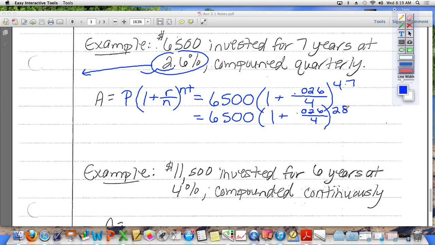When you type it into your calculator, you type in 6,500 parenthesis 1 plus, you don't need a separate set of parentheses around the 0.026 divided by 4. Just type 1 plus 0.026 divided by 4. Finish your parenthesis, raise it to the 28th power.